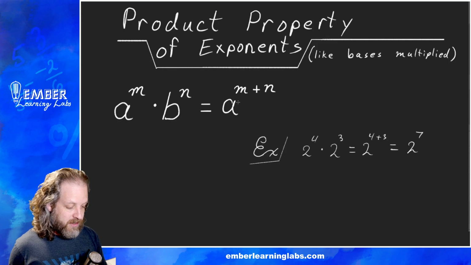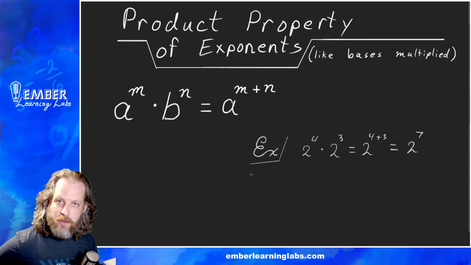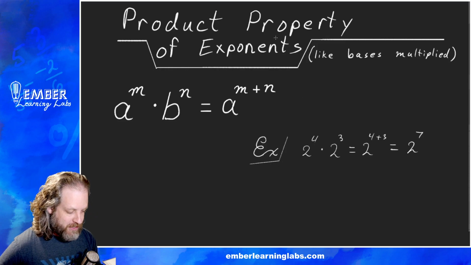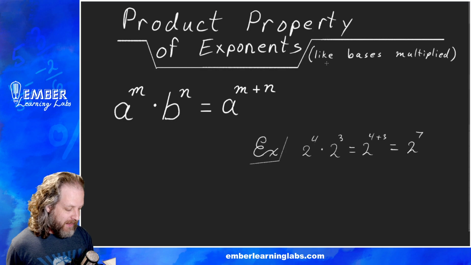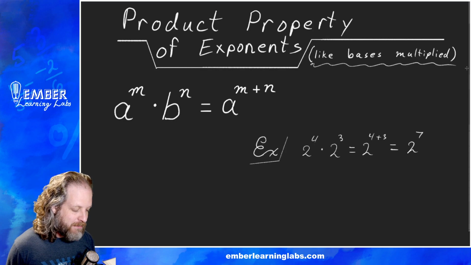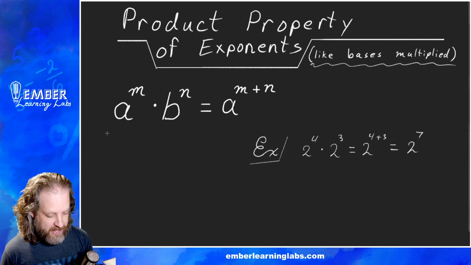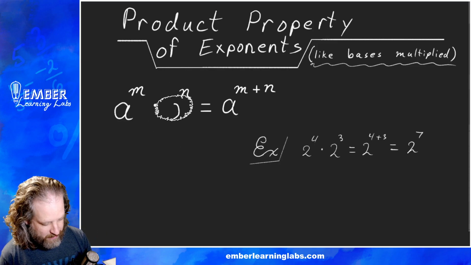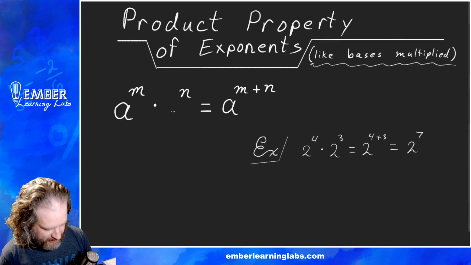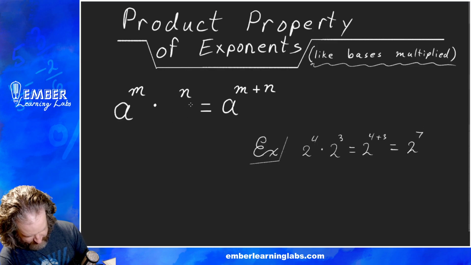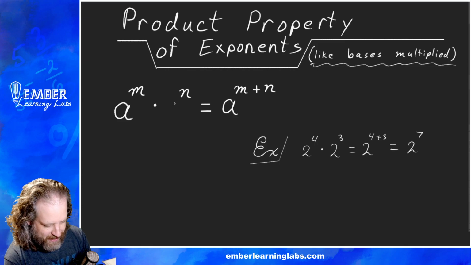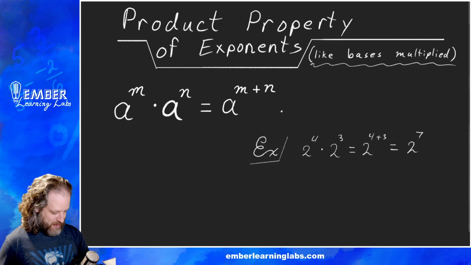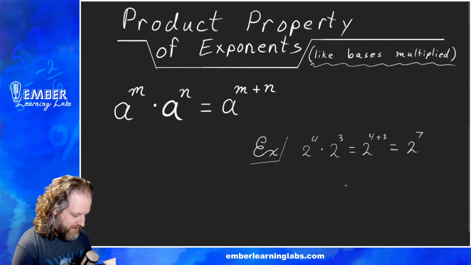So first thing we're going to learn is the product property of exponents. And I like to say when we have like bases multiplied. So like base a. Oh, that should be like bases multiplied, but I wrote two different bases. That dog ain't going to hunt at all. Now let's grab that and change that to an A. There we go. Like bases multiply. That works out now. Great.